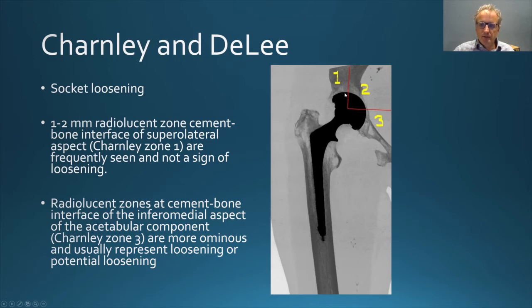And Charnley noticed that you often get a radiolucent line just supralaterally in zone 1, and it wasn't thought to be relevant. It's not a sign of loosening. But if you get a radiolucent line in zone 3, that's a gap between the bone and the implant, that's usually very significant.